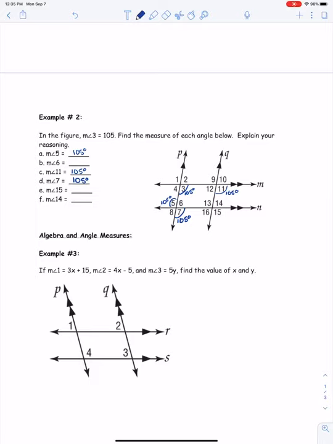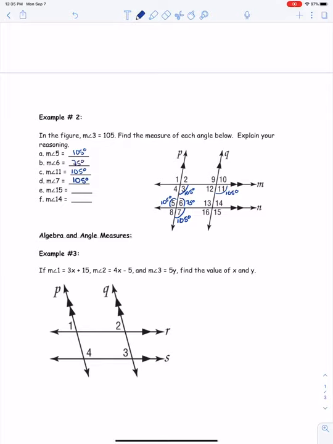So now let's look. Oh, let's go to the measure of angle 6. Well, we have a special relationship between 3 and 6. Angle 3 and 6 are same side interior angles, which means they have to add up to 180 degrees. So we already know that angle 3 is 105. 180 degrees minus 105 gives us 75 degrees. So we know that the measure of angle 6 must be 75 degrees.